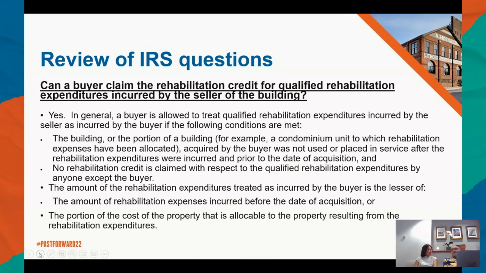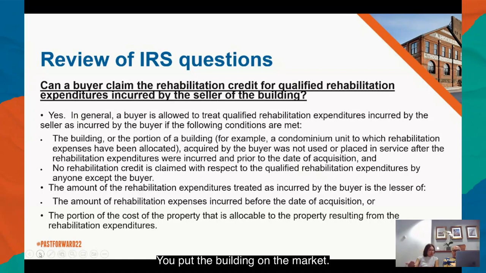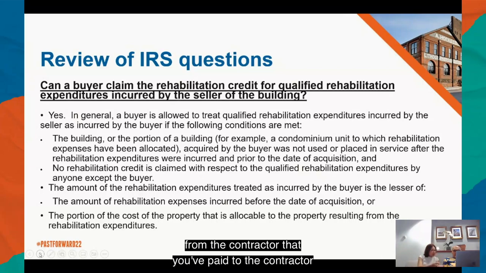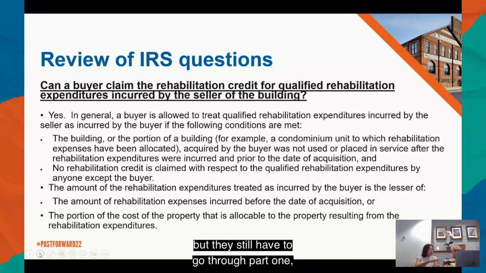I have a question. You're saying a seller has done a substantial amount of work on the building. They want to sell, and that's very typical because you want to make sure the building looks nice before you sell. Let's say you've done the restuccoing, repainting, all the interior work, rehabbed the decorative paint, things like that. You put the building on the market. That buyer now can get all of the receipts from the contractor that you've paid, and use that amount for the tax credit. But they still have to go through part one, part two, and part three. How does that work?